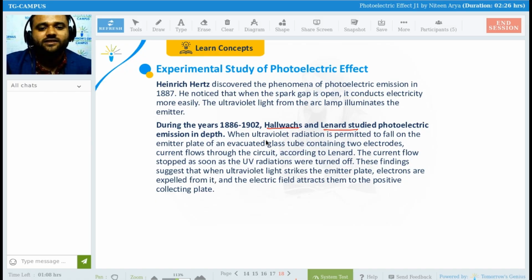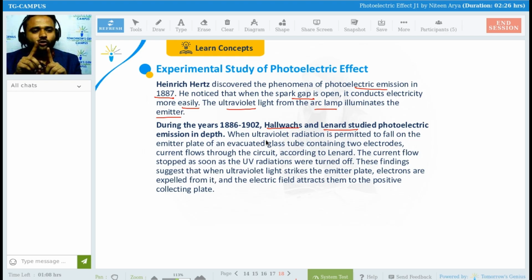Heinrich Hertz discovered the phenomenon of photoelectric emission in 1887. He noticed that when the spark gap is open, it conducts electricity more easily, since the ultraviolet light from the arc lamp illuminates the emitter. What does it mean? When there is a small gap between the two light sources, a spark is generated in the process of ignition, and this UV light from the arc lamp illuminates the emitter.